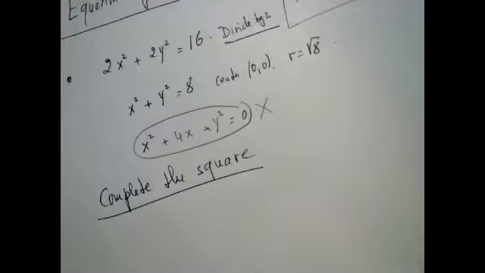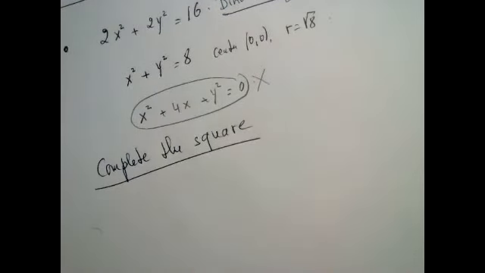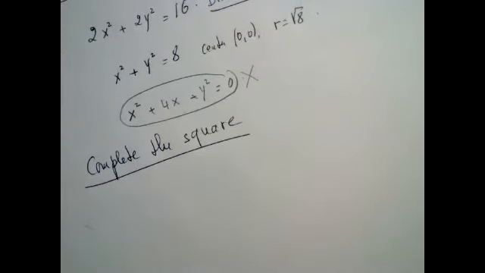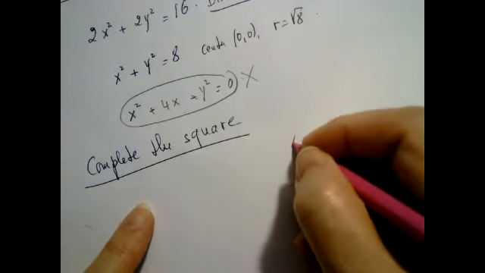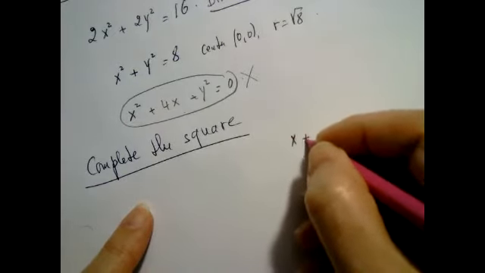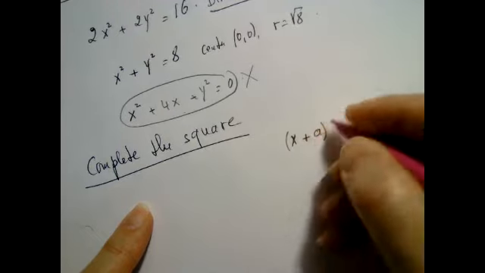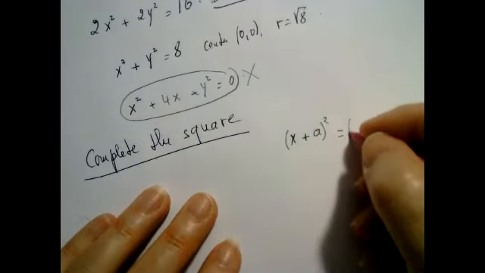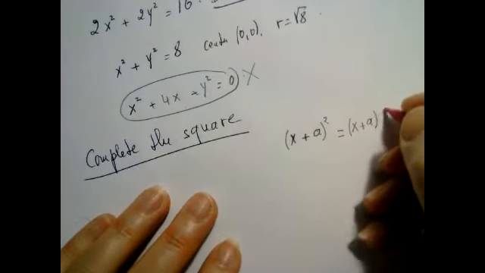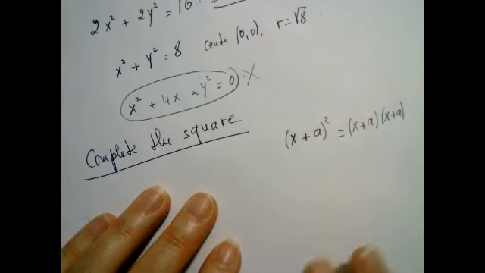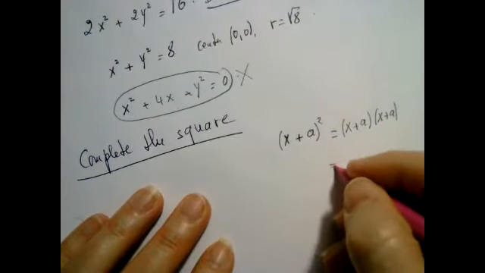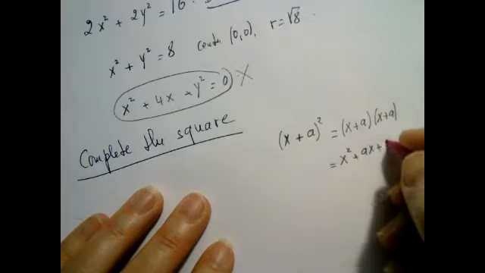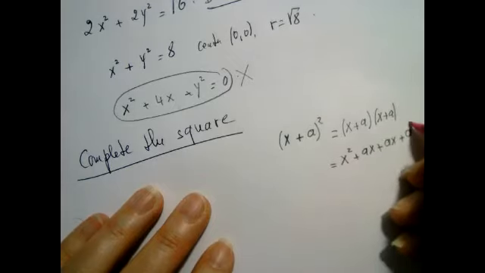Okay, the notion of complete the square is going to be crucial for us in this section, and it's actually important for you. Before I start the idea of completing the square, I'm going to establish the following. Suppose I have (x plus a) to the power 2. It is equal to what? It's (x plus a) times (x plus a).